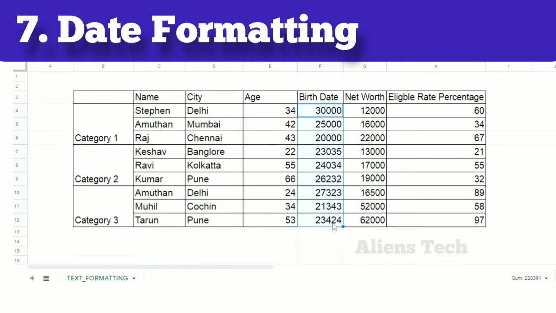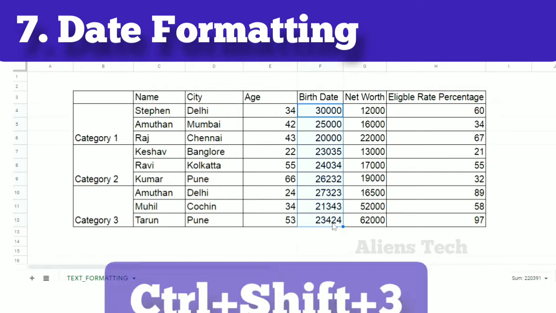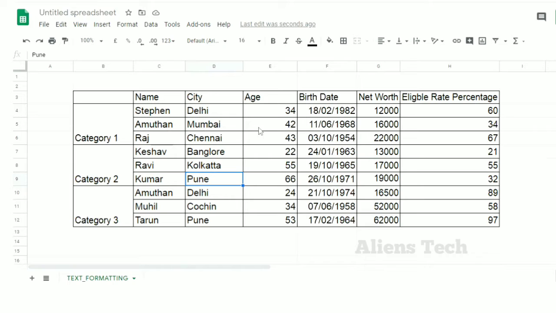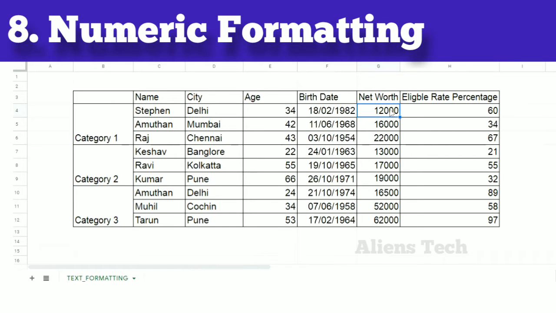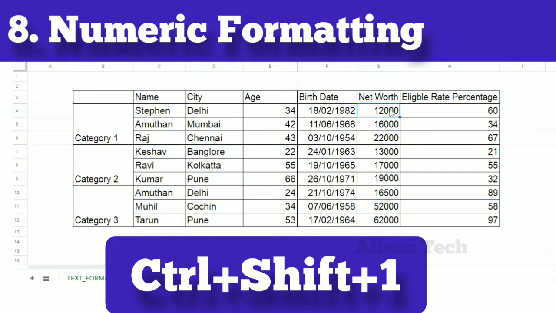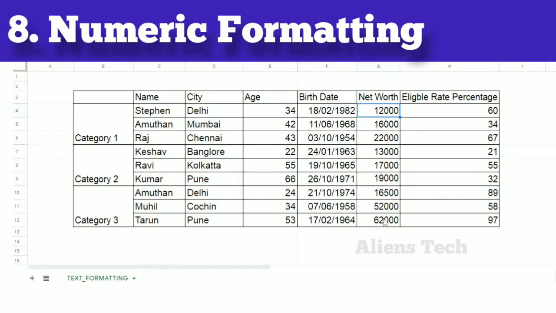The next shortcut is making the content a date column. That can be done by clicking Ctrl Shift 3. See, the entire content has converted into date format. The next shortcut is making the cell content a numeric value. Here I am selecting the net worth column and clicking Ctrl Shift 1. And if you check that, the entire value got formatted into numeric.